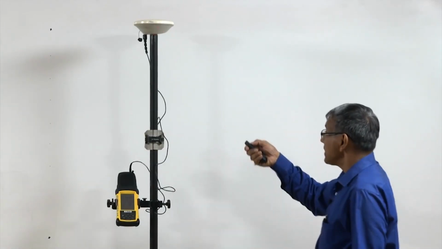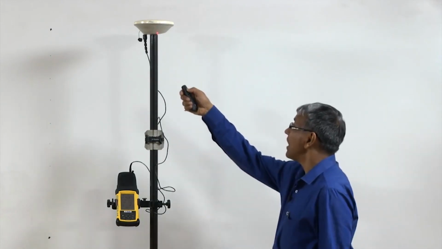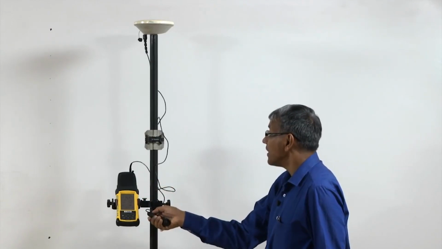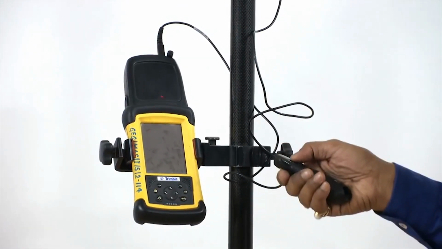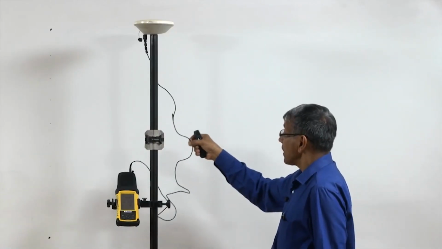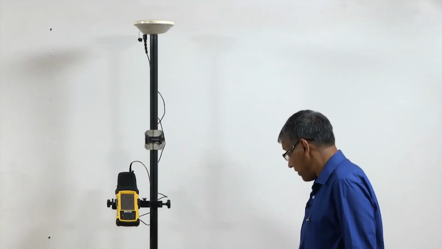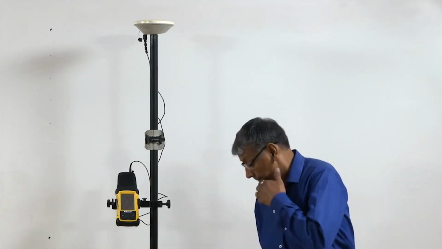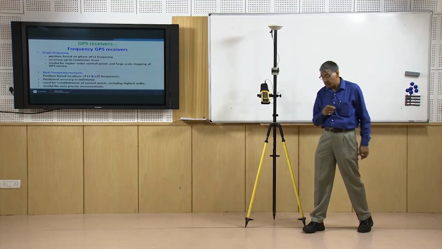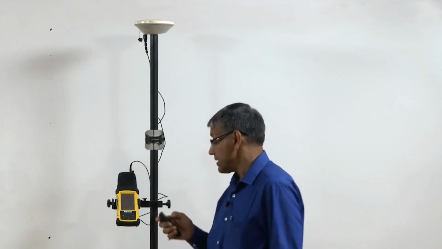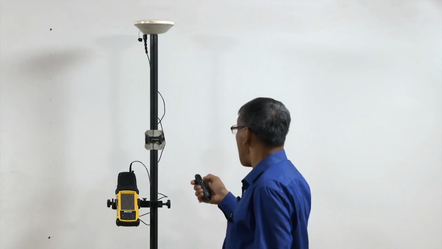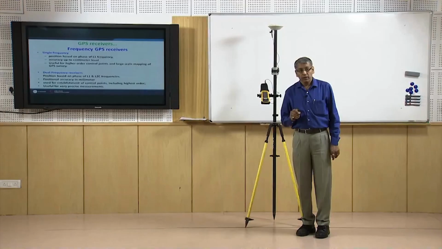Now here you can see a receiver where this is the antenna and this is the receiver and this is the controller. Receiver and controller are together and they are connected to the antenna using a connector, and they are mounted on a tripod stand. So if we take this arrangement outside this room into open sky, then through this antenna we will be able to get the GPS signal and record it through this GPS receiver.